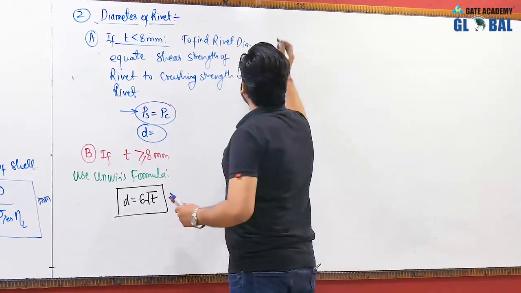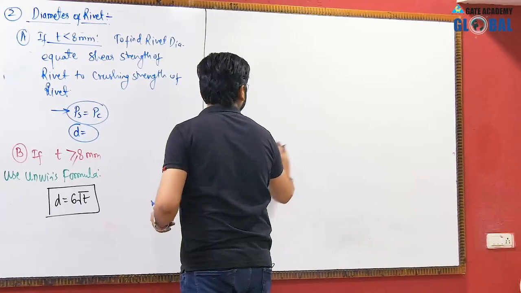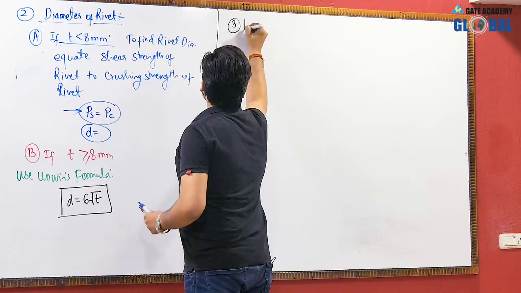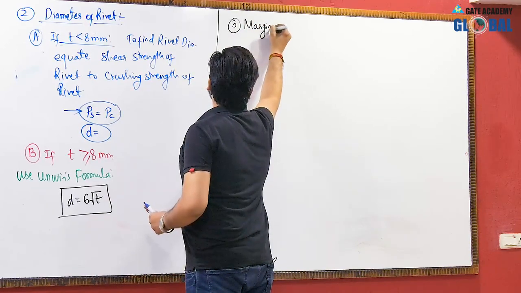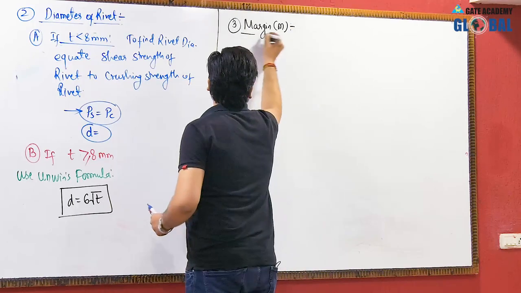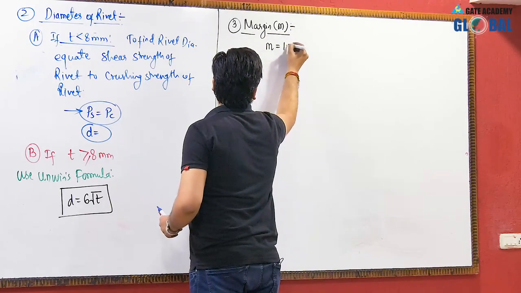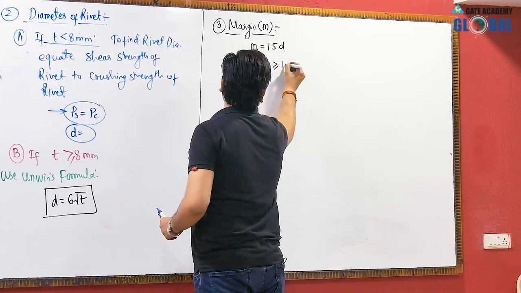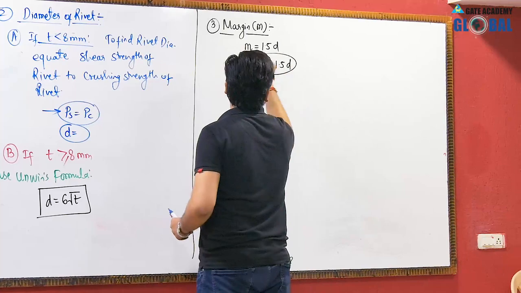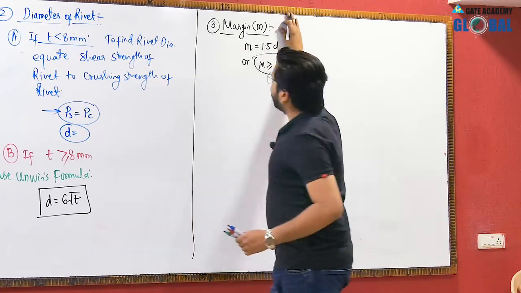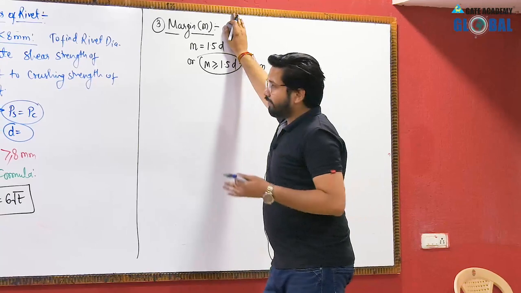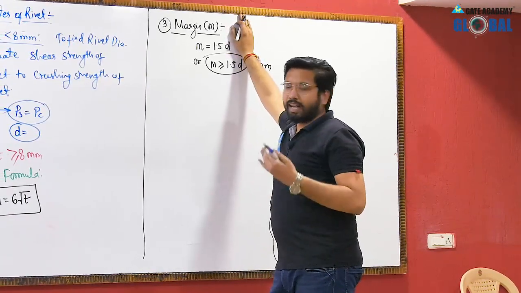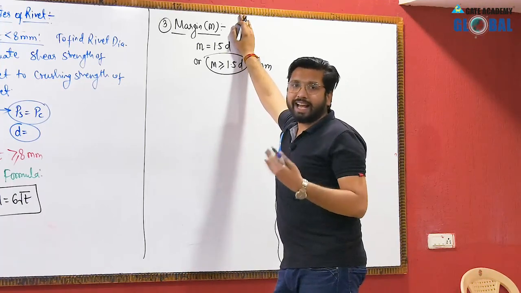Now, after calculating the diameter, we will be calculating the margin, that is M. This margin M will be equal to 1.5 times the diameter, or for safety it must be greater than or equal to 1.5 times the diameter, and this will come in millimeters. And after taking the proper margin, we will be able to avoid the shearing of the plate and the crushing of the plate near the edge of the plates.